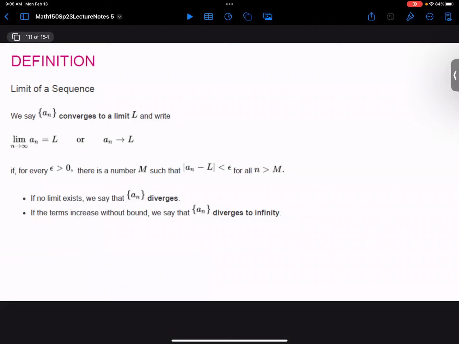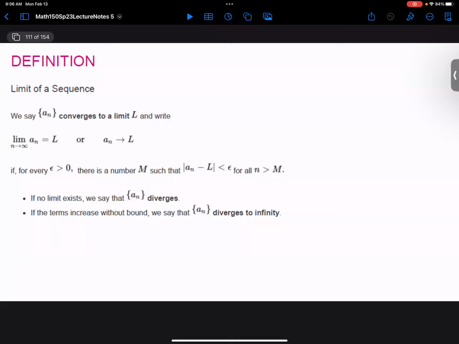All right, will you tell me how close you want to be? And I tell you that as long as you look at indices that are larger than m, you will be at least that close. That's what it means to converge: you give me any window, no matter how small it is, and eventually every term from some point onward is within that window.